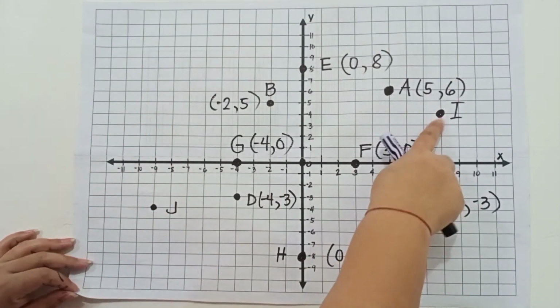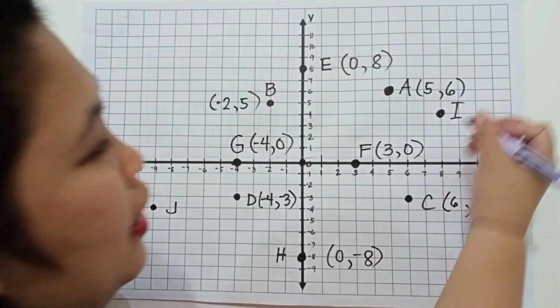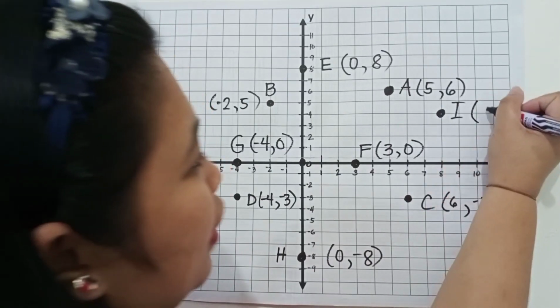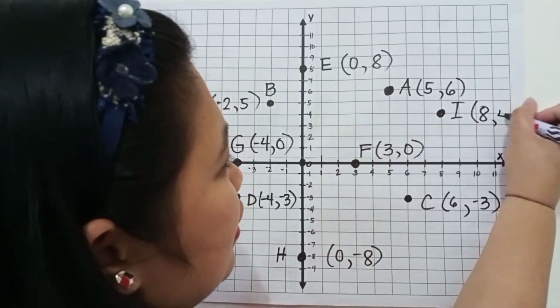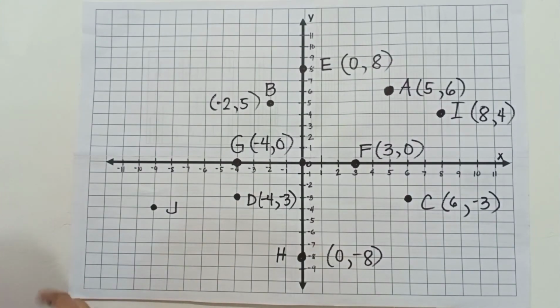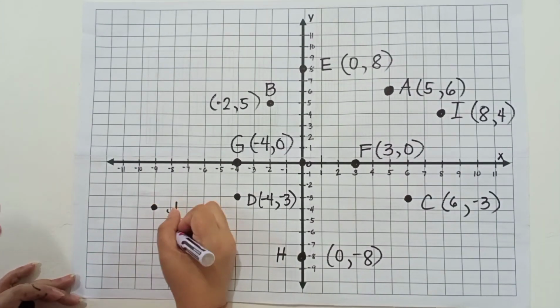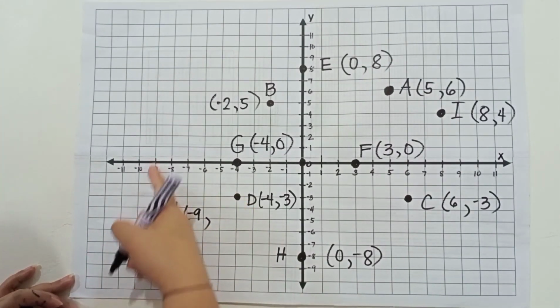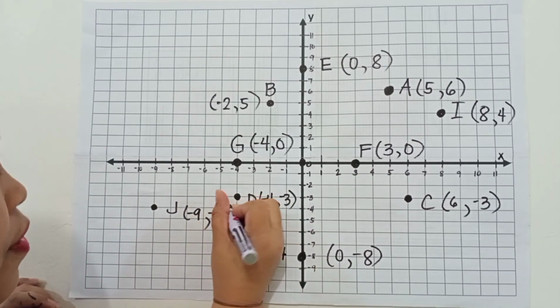And then point I. This is our point I, wherein it is located at 8, positive 4. And then point J. This is our point J. So you have negative 9. And of course, you have negative 4.